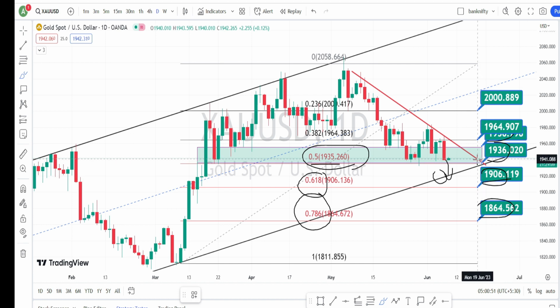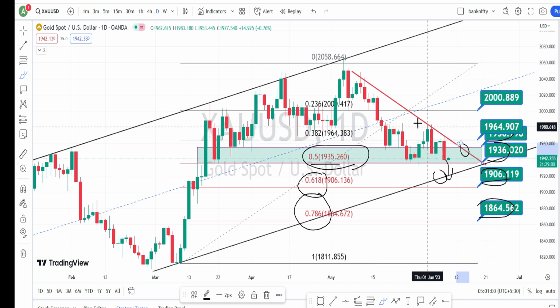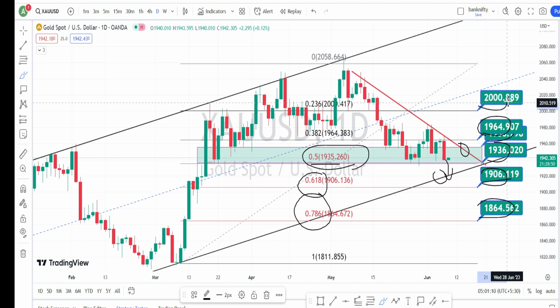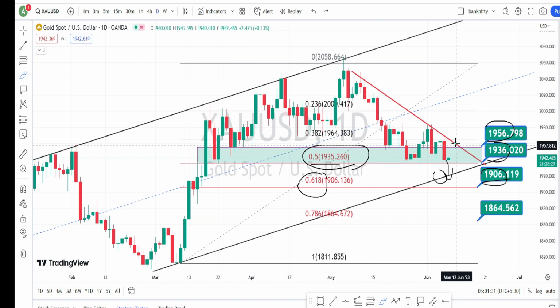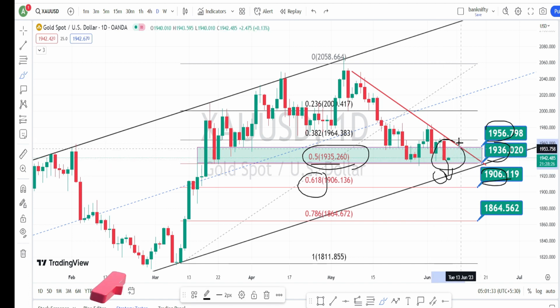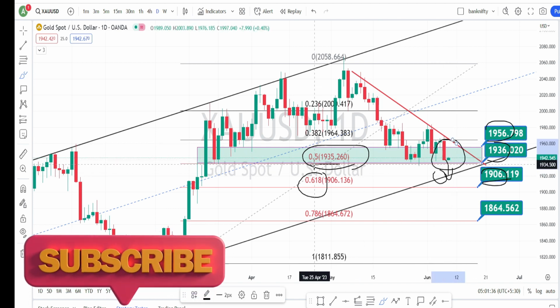And on the bullish side, wait for the price action to break this trend line or the resistance line. And once the price action breaks this red color resistance line, next level of resistance is going to be around 1964. And once this resistance level is breached, we can expect it to retest the previous resistance level of 2000.